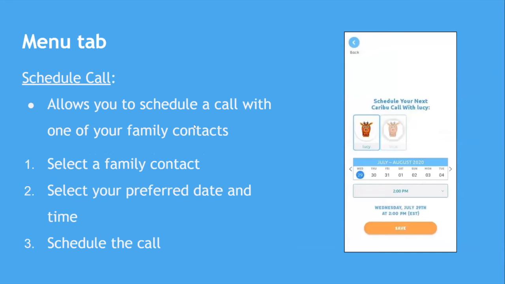The schedule call tab. This allows you to schedule a call with one of your family contacts. You can select a contact, then you can select the preferred date and time, and then you just click on the save option at the bottom of the screen and your call is scheduled.